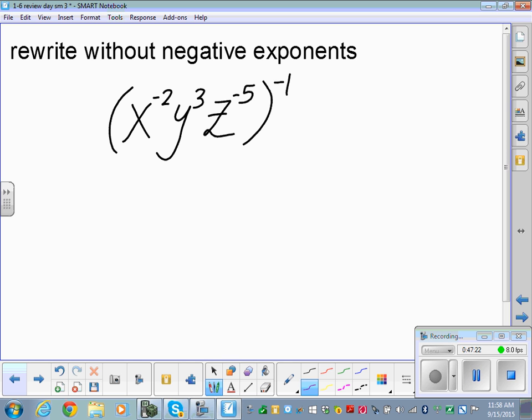When you multiply the same base, you add the exponents. When you divide the same base, you subtract the exponents. Raise a power to a power, and you multiply the exponents. So if you look at this, we're raising powers to another power, so you multiply the powers.